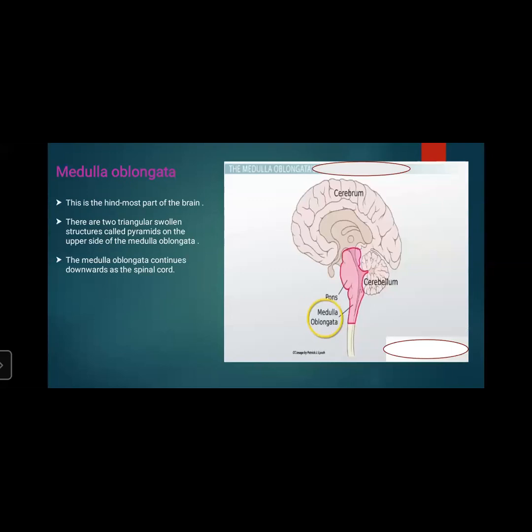Now medulla oblongata. The pink color portion is called the medulla oblongata. This is the hindmost part of the brain, at the back of the brain. There are two triangular swollen structures called pyramids on the upper side of the medulla oblongata. The medulla oblongata continues downwards as the spinal cord. So understood by the three parts: cerebrum, cerebellum, and medulla oblongata.